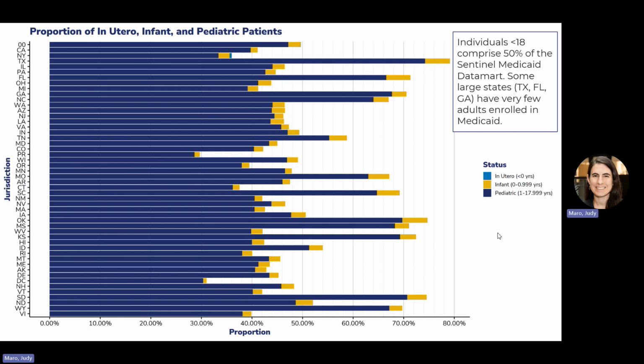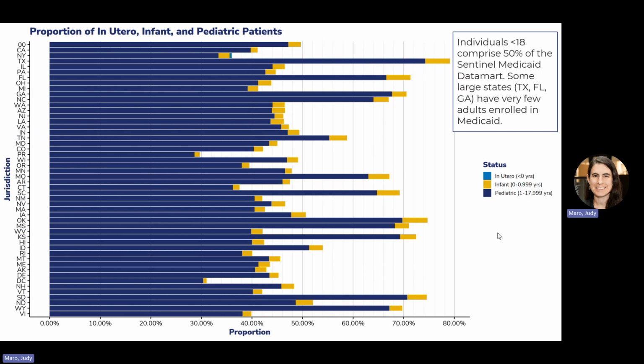Another unique characteristic in New York, you see a substantial number of in utero patients. That is a uniqueness about how New York assigns their enrollment start dates for patients. And so it's another quirk of the data, to keep looking out for these jurisdictions and how they vary and how that might impact research that you're looking to do.